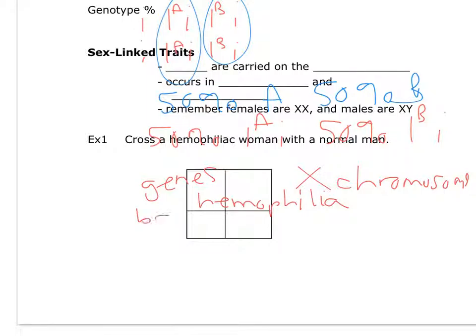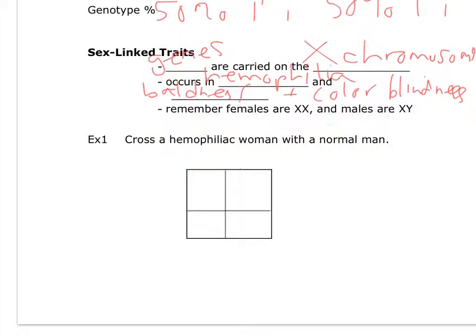Another one is baldness. And actually, I'm going to add a third one, add this to your notes, color blindness, which we talked about when we did bingo. These are all sex-linked traits. The gene for that trait is actually carried on the X chromosome. So when we do these problems, we have to use sex chromosomes. We're using XX for females and XY for males.